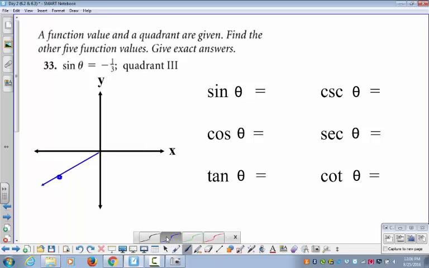Sine of theta is negative 1/3. How can you use that ratio? So I'm going to do that too. You know you need 3 pieces of data: an x, a y, and an r. And I claim that the fraction they give us, sine of theta equals negative 1/3, is enough to generate those 3 pieces of data, which you can then use to find your ratios.